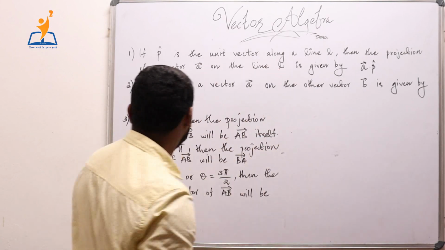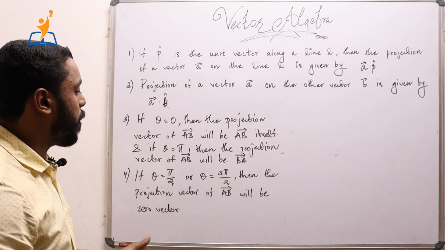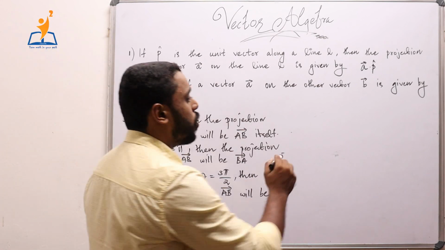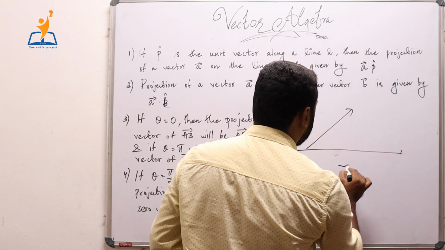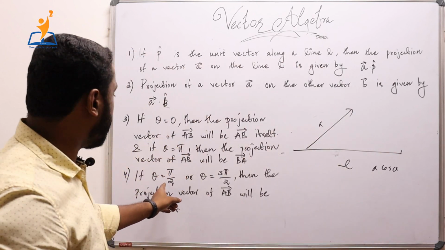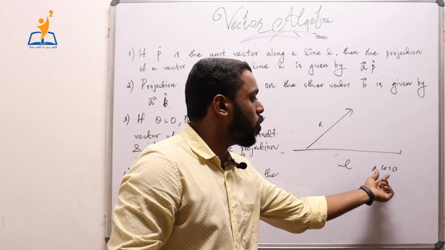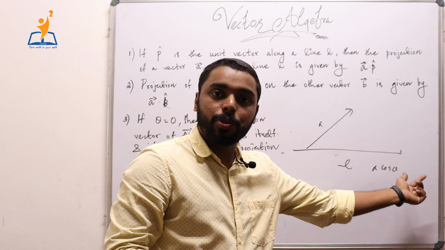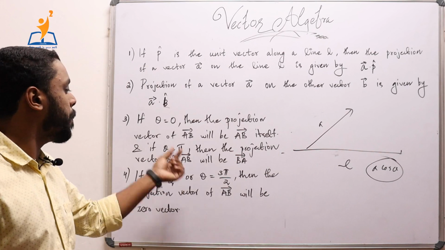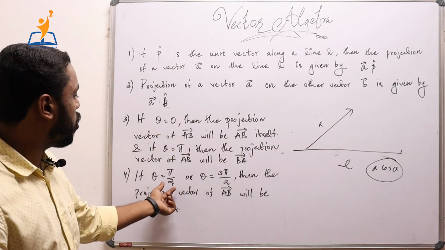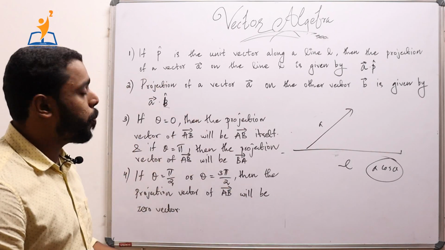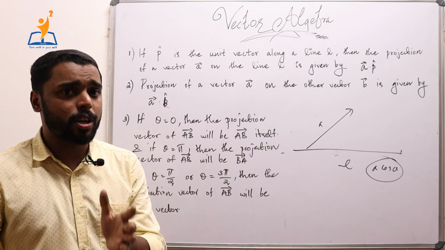Now we shall move to the next observation. If theta is equal to pi by 2 or 3 pi by 2, then the projection vector of AB will be the 0 vector, because we know that whenever a vector is given and a directed line segment is given, the magnitude should be a cos theta. When theta is equal to 90 degrees, or pi by 2 or 3 pi by 2, a cos theta will become 0, since cos pi by 2 and cos 3 pi by 2 are 0. So the magnitude will become 0, which is possible only for the 0 vector. So these 4 points regarding the projection vectors are to be kept in mind.